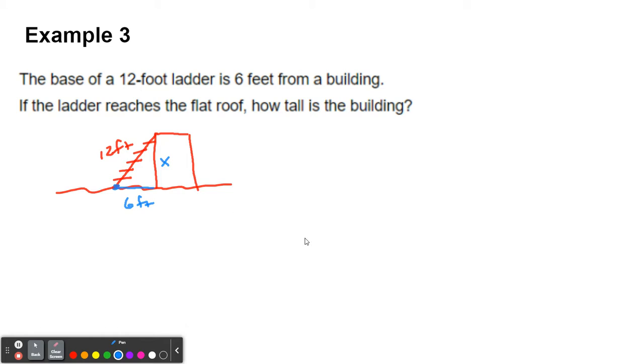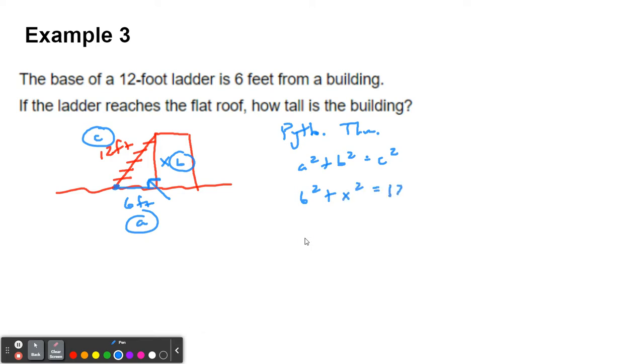We're going to assume that the ground and the building are perpendicular. Perpendicular means they make a right angle. And now I hope you can see the right triangle. We're going to use the Pythagorean Theorem again: a squared (leg squared) plus b squared (leg squared) equals c squared (hypotenuse squared). Again, the right angle is formed by the legs. So 6 is a, x is b, and the hypotenuse, the one I drew the arrow to, is c. Let's fill in what we know. So this is 6 squared plus x squared equals 12 squared.